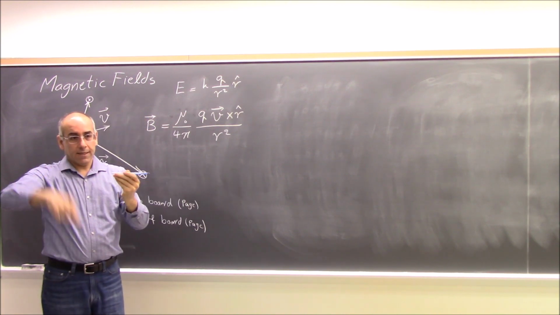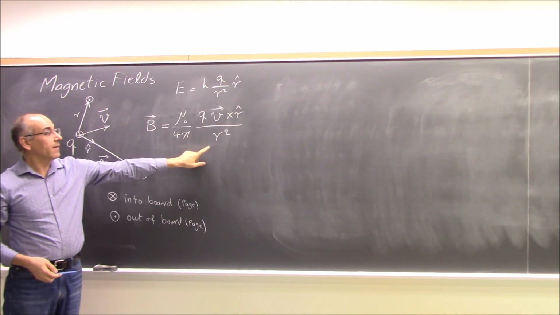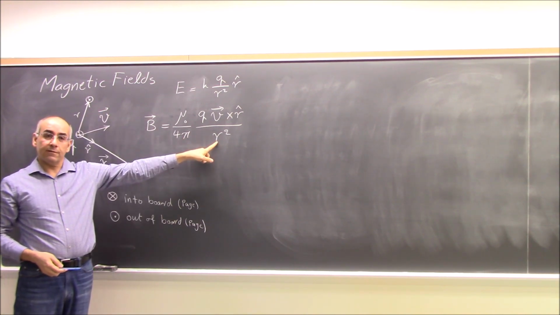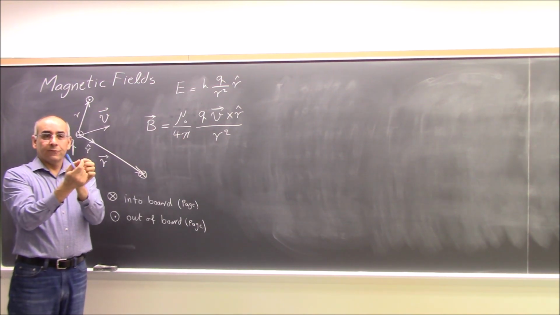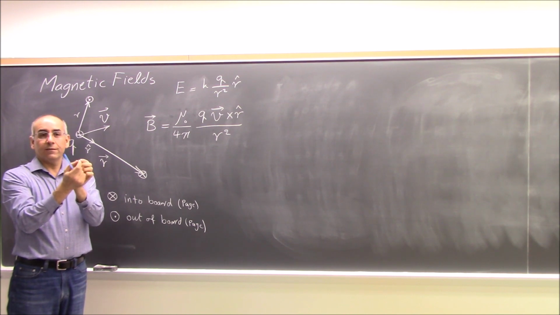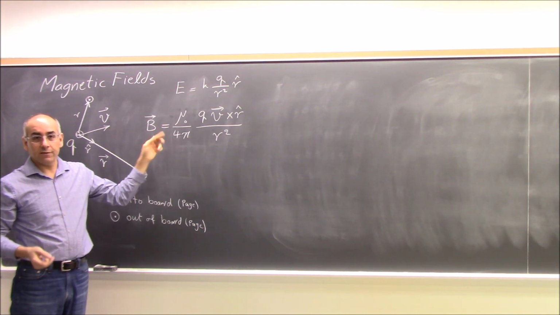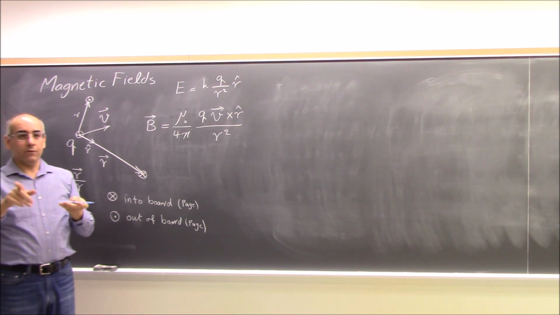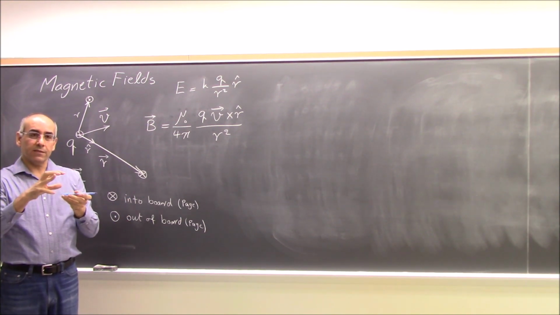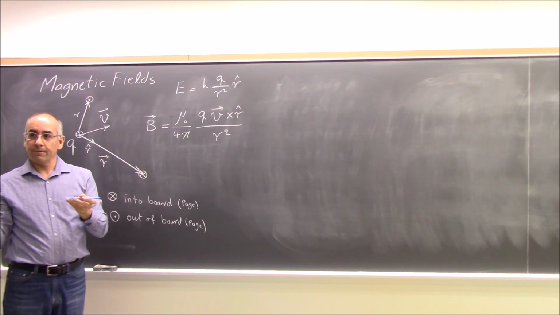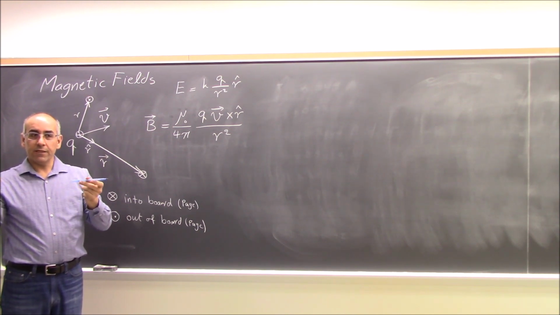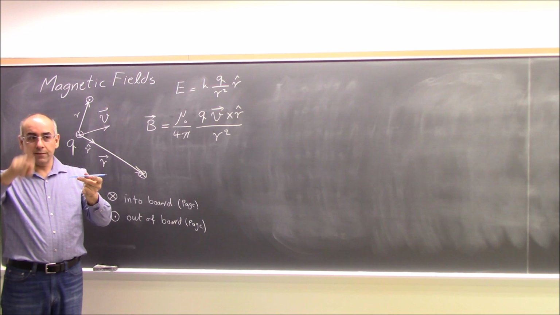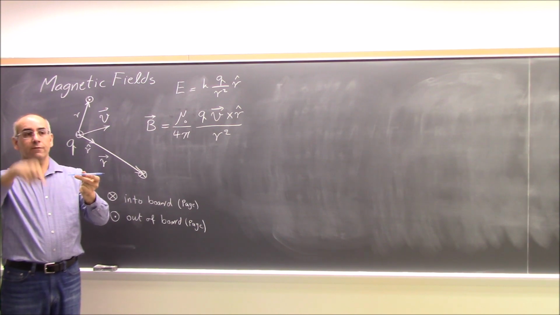It is circling around. And also it is depending on distance. The closer you are to the charge that's moving, the stronger the magnetic field. The further away, the weaker the magnetic field. So it not only depends on the distance, but also direction, right? And the direction of the magnetic field is always perpendicular to the velocity and circling around the velocity vector.